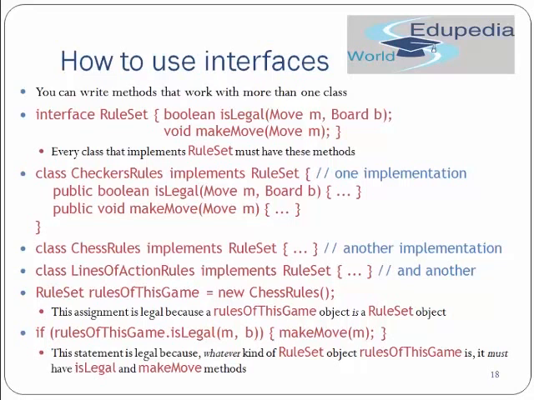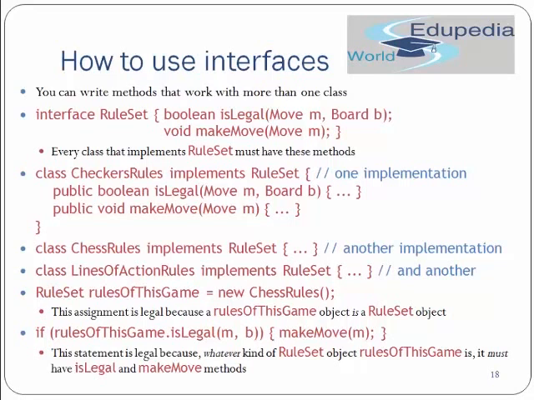So it's public boolean isLegal, and yeah, one definition. Then we again have a definition for makeMove. Similarly, there is a class called ChessRules, which is also implementing RuleSet. Then we have another one, LinesOfAction rule. It is also implementing RuleSet. So we can have as many implementations as we want by implementing that interface.